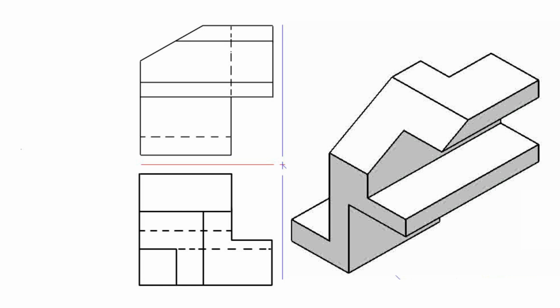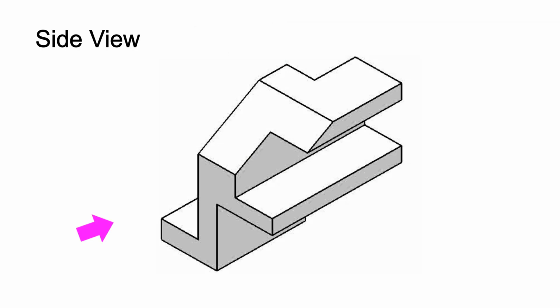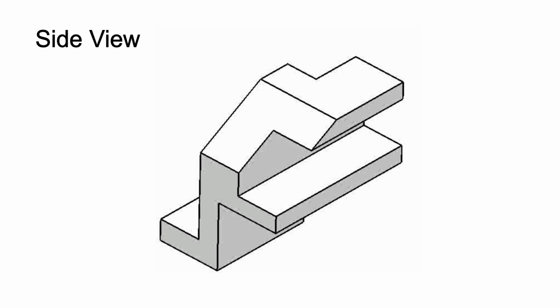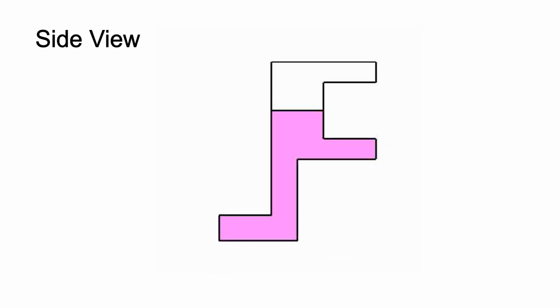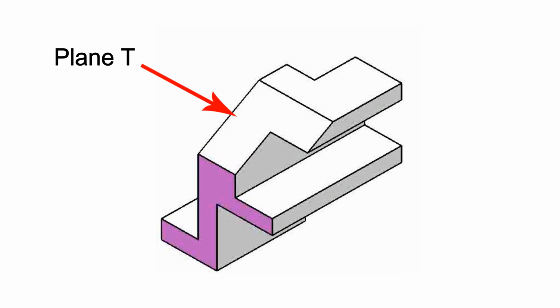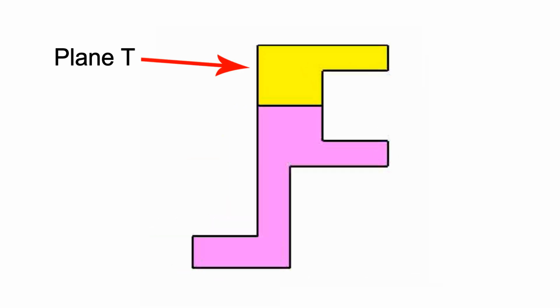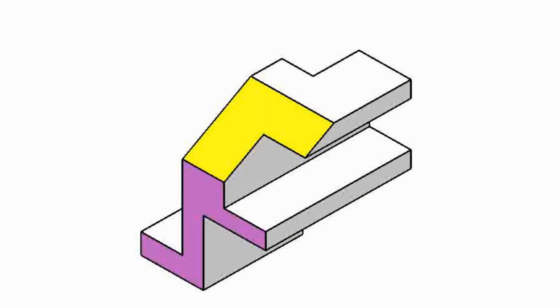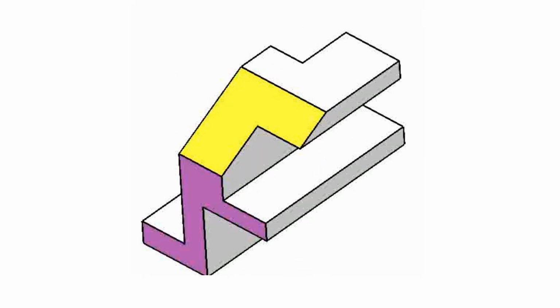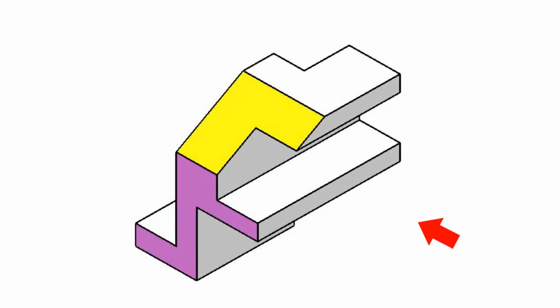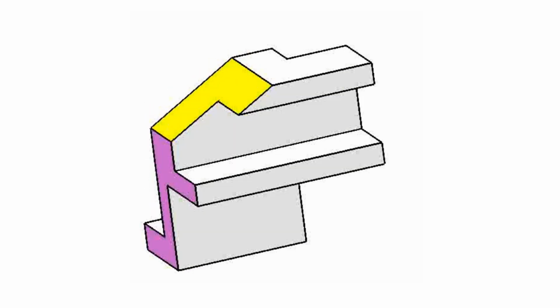The last view, side view. From the side view direction, we have only two planes. Let's name them plane T and plane E. Plane T is an inclined plane. This plane appears as a plane from the top and side views. But from the front view, it becomes an inclined line.